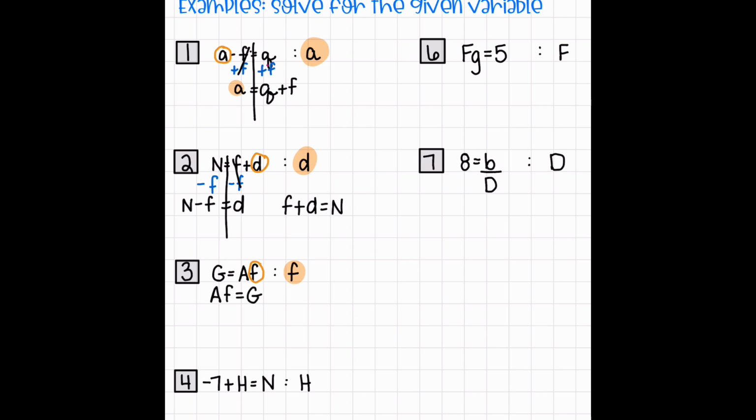So once I do that, I'm looking at getting the A moved over. So A times F, we're going to divide by A to undo that multiplication. So those A's are going to cancel just like they would if they were a number, and F equals G divided by A.